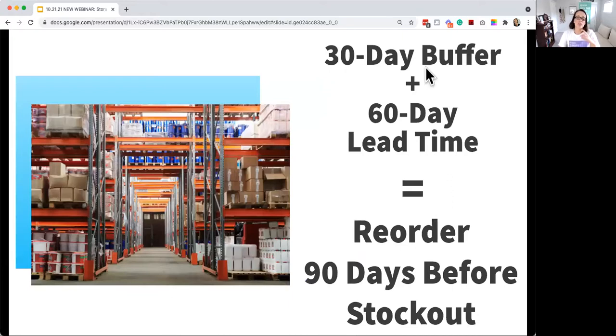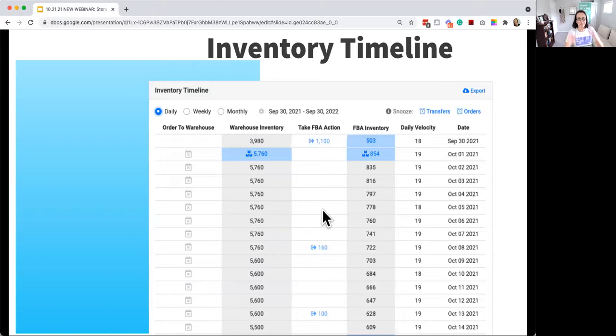All right, so just to sum up the reorder point. Let's say you decide that you're going to use a 30-day buffer stock, and it takes, wishful thinking, 60 days for your product to go from ordered to arrived. That's your lead time. You do 30 plus 60, and that means you have to order your inventory 90 days before you stock out. So of course you should be planning on knowing when that stock out is going to occur.